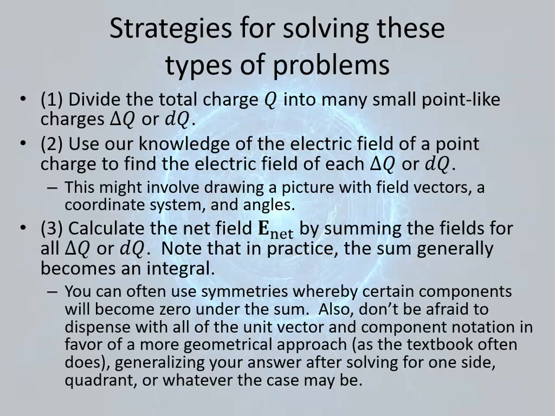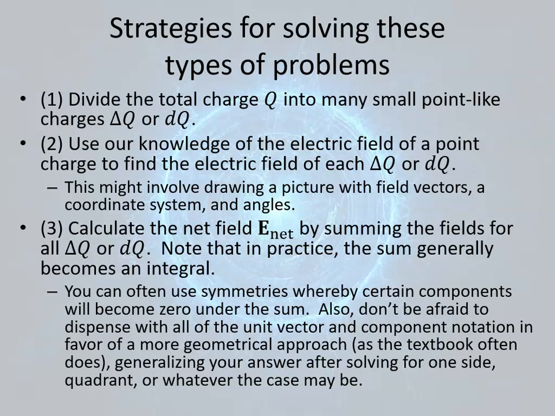So if I have a continuous charge distribution, what I'm going to do is divide it into a whole bunch of little bitty charges, and I'm going to call each of those dq. The magnitude of each of those charges is dq. Well, what would be the electric field due to dq? That would just be k times dq over r squared, where r is the distance between dq and my field point, or my point in space where I want to know the field.